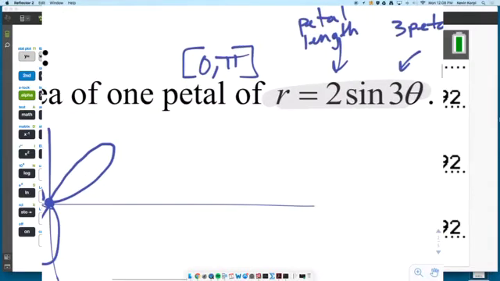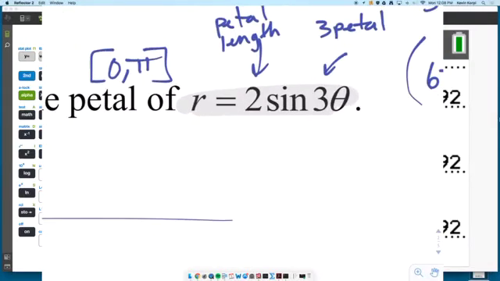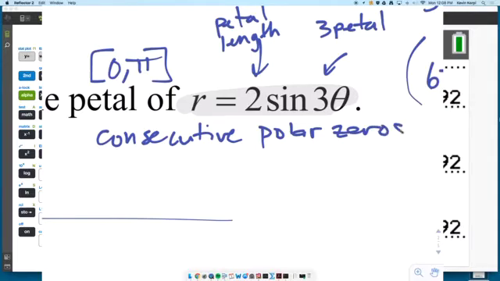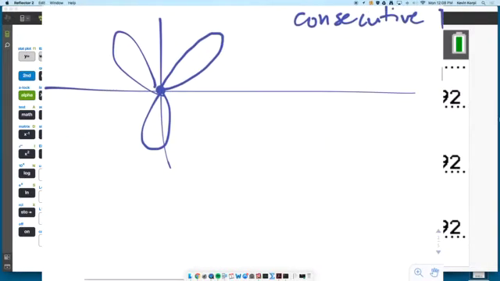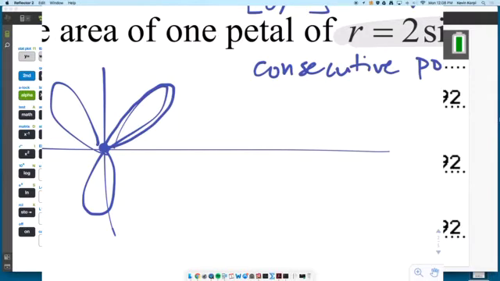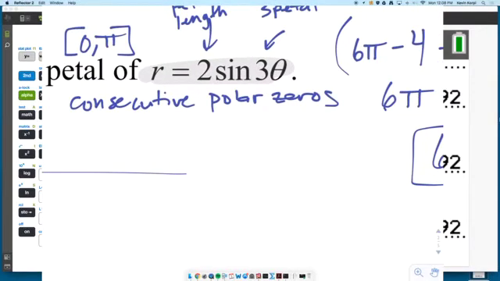So here's what you want to do. Just realize that for one petal, you want to integrate between consecutive polar zeros. Would you agree? Between any two consecutive polar zeros, you're going to have one loop. Well, if I know I started one at 0, I just need to find the very next one. So here's in general how you can do it. How do we find polar zeros?